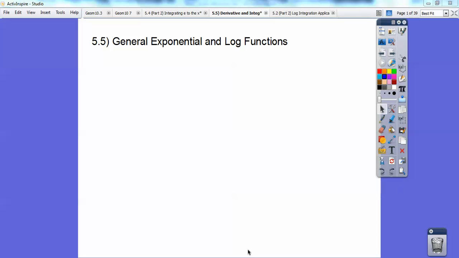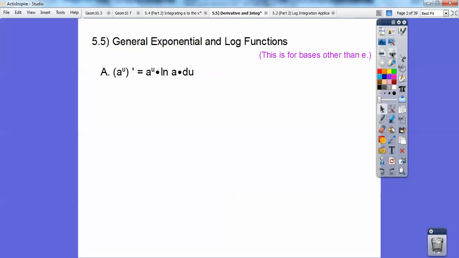Okay, gang, this calculus lesson is on taking the derivative and integrating general exponential functions and log functions. So this is going to be when we have numbers to a variable right here, okay? And this is going to be other logs other than natural log, all right? Let's go ahead and get started.